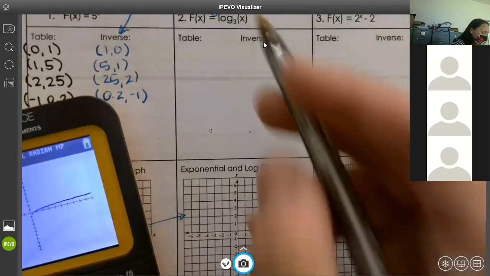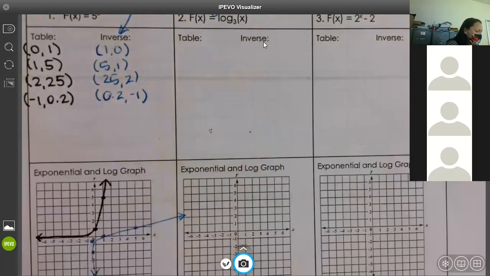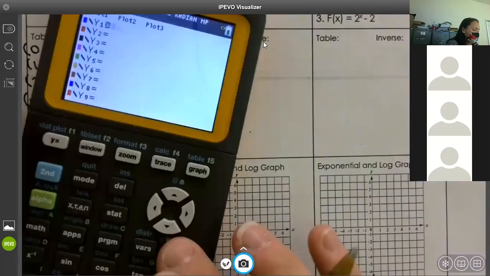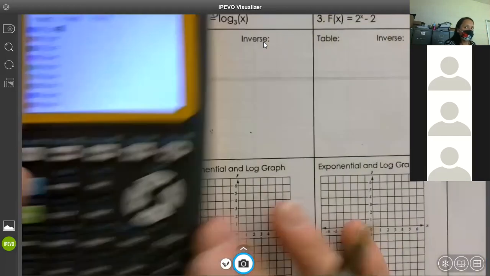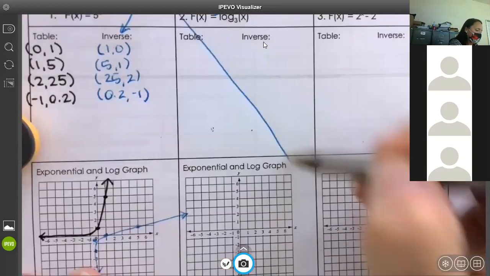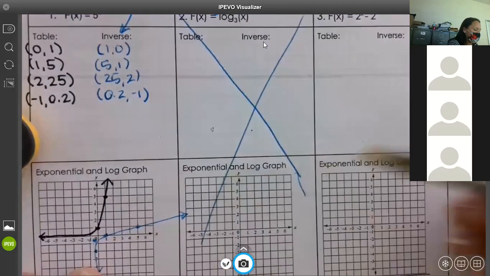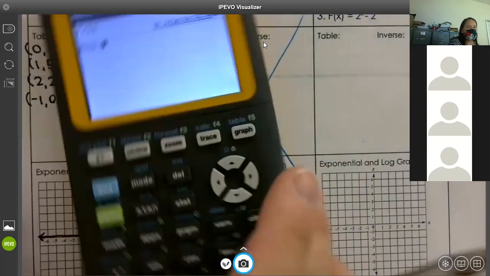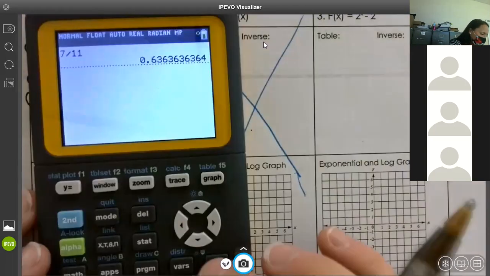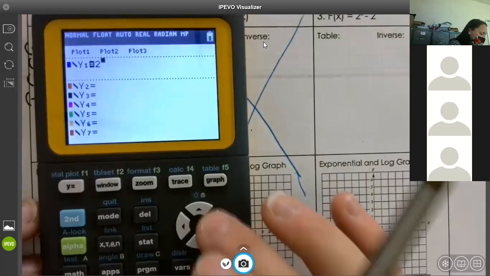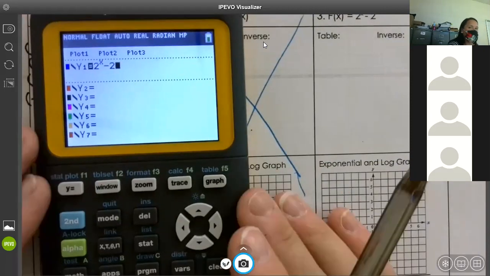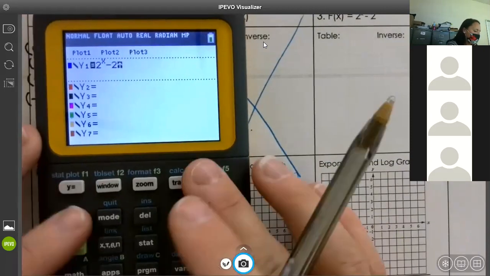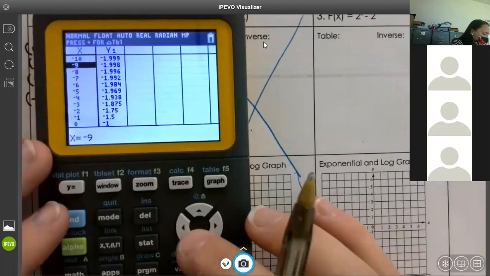All right, so look at this one. Log 3 of x. I'm gonna show you how to put it in. You ready? Actually, I'm not. I don't want to do this part at all. We'll get back to it. We can do 2 to the x minus 2. I want to keep it just working with exponentials. 2 to the x minus 2. Make sure you get that minus 2 down there. Look at your table.